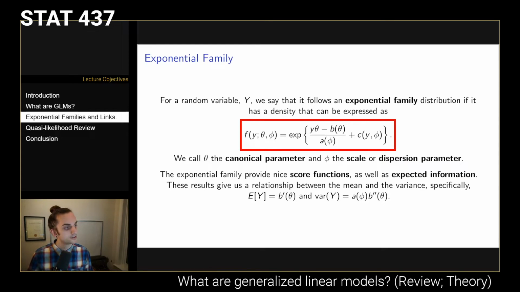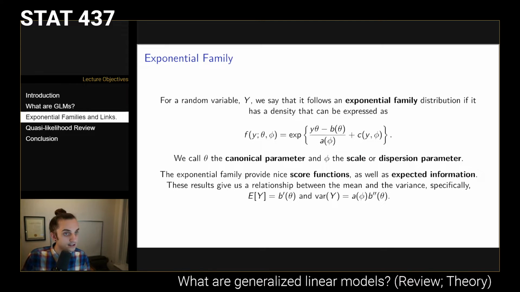Okay, so if its density can be written as the exponential of y times theta minus this function b of theta, divided by this function a of phi, plus an additional term here which does not depend on theta. It can only depend on y and phi. Now, in this case, we call theta the canonical parameter, and we call phi either the scale or the dispersion parameter. Okay? And phi is taken to be some known parameter almost always, and theta is typically where our interest lies.